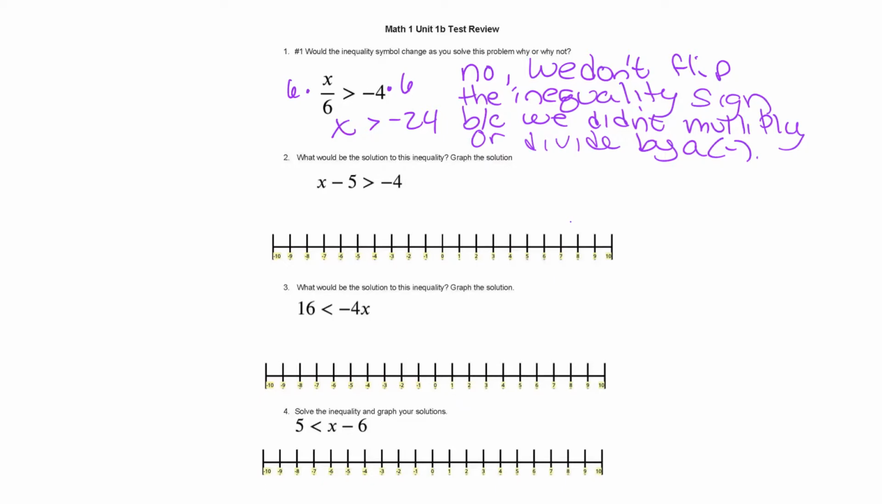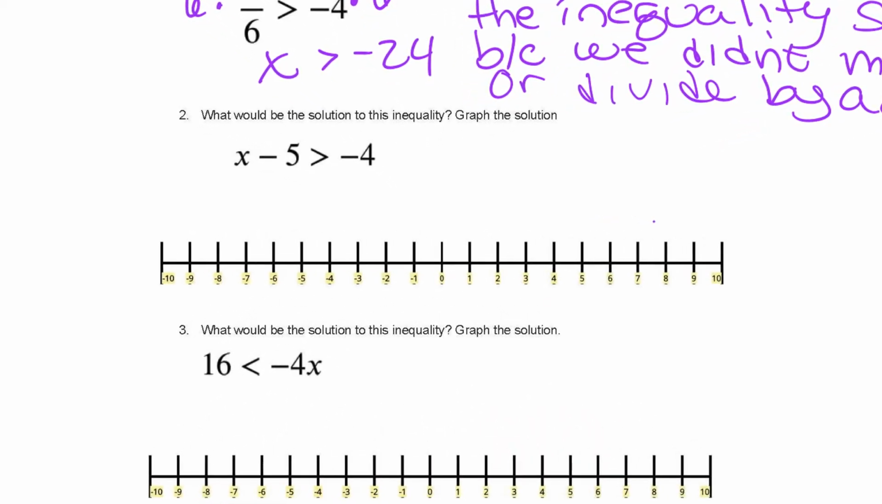So the second question is, what would the solution to this inequality be? And then graph the solution. So we are going to add 5 to both sides. We're left with x is greater than 1. So since it's the greater than, I'm going to use my open circle, and I'm going to shade all the way to the end of the line. So open circle, shaded all the way to the end of the line.